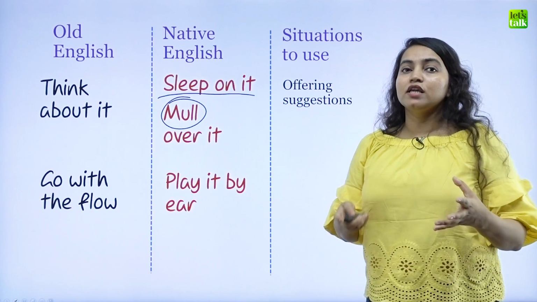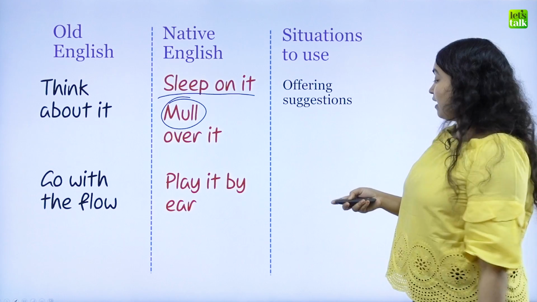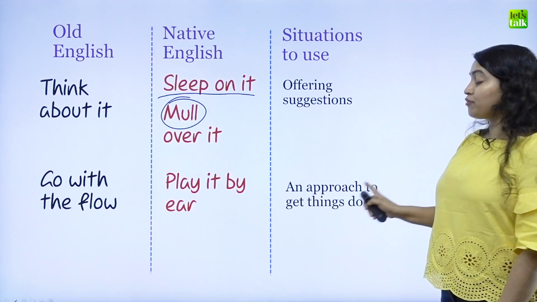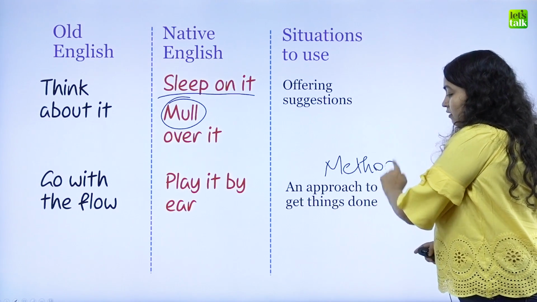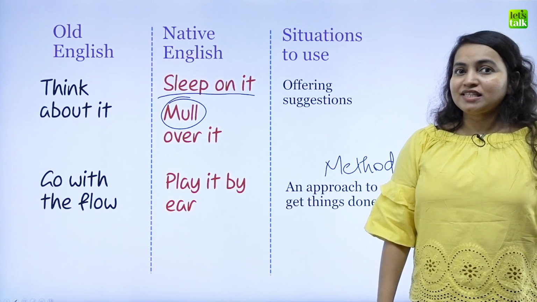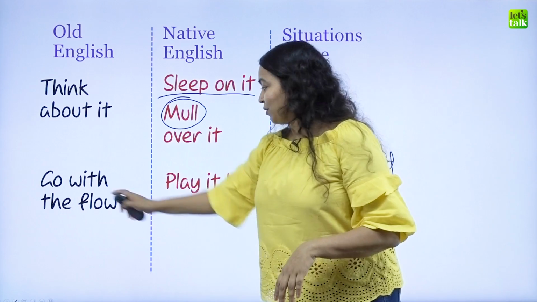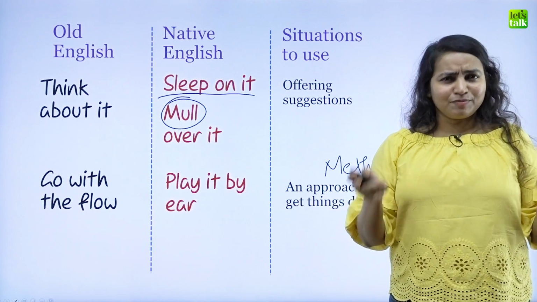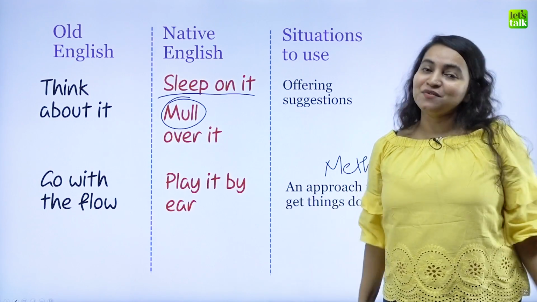You're not necessarily wondering about how to go about the plan. You're not worried about the plan. And you use this when you are talking about an approach or a method. An approach is nothing but a method to get things done, right? So if you want to ask me, how do I teach a class? I don't always have a lesson plan. Sometimes I go with the flow. Or now I will say I play it by ear, which means I don't want to have a plan. I'll just have a look at how the students respond and I will go ahead with it.